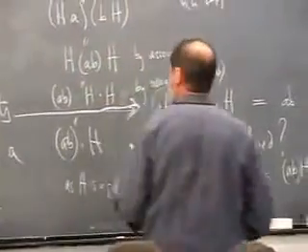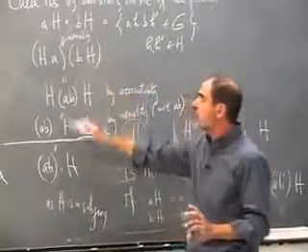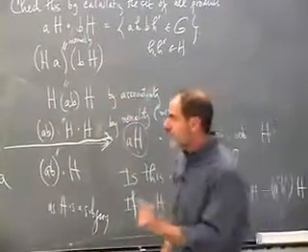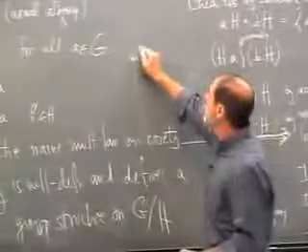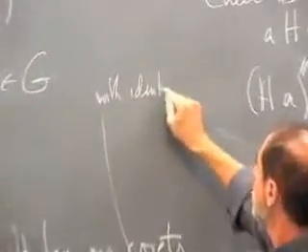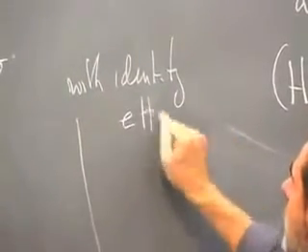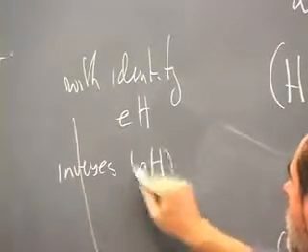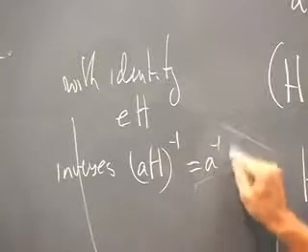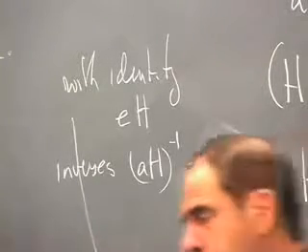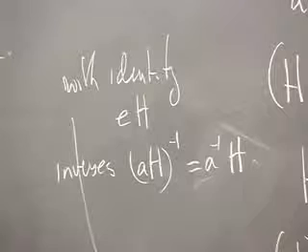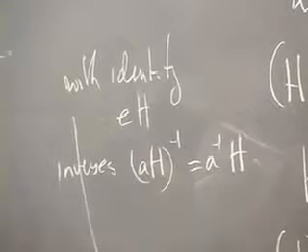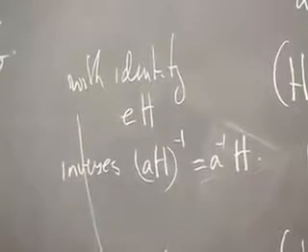However, the miracle of normality is that it actually works out to be okay. It defines a group structure on G mod H with identity, the coset EH, and inverses. AH inverse is equal to the coset A inverse H. So that you have to check. So that's the answer in general. You can make a group structure on the set of all cosets for a subgroup if and only if H is normal.